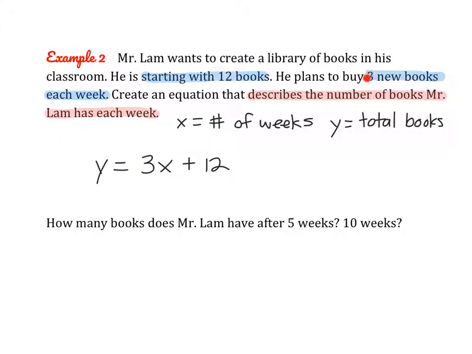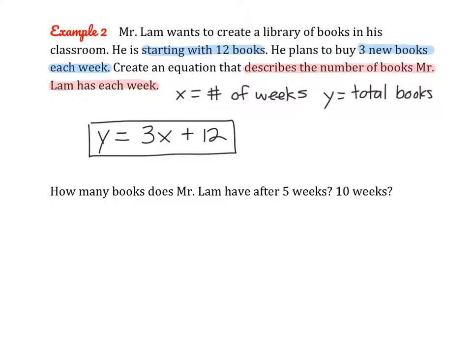And our slope is always going to be how much our value is changing. And it is changing by 3 each week. So that's why we say 3x. And this is the equation that can help us find how many books Mr. Lamb has for whatever number of weeks we want. So now let's figure out how many books Mr. Lamb has after 5 weeks and 10 weeks. So this is the thing that we choose. So we're choosing x equals 5 and x equals 10, and we're going to substitute to solve for y.